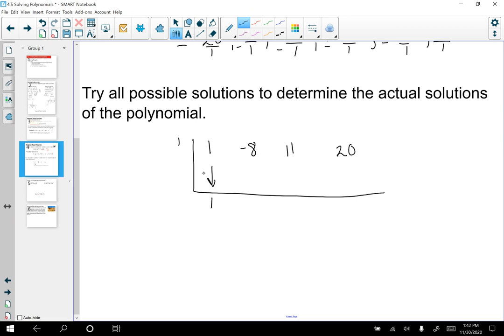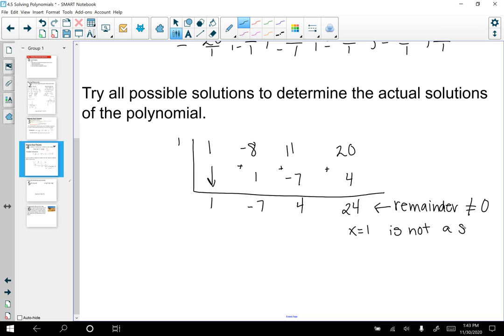So I bring down my 1. I get 1 times 1. It's just 1. And remember, now I'm adding. So that gives me a negative 7. Negative 7 times 1 is negative 7. And I add those to get 4. 4 times 1 is 4. I add to get 24. Now we see my remainder is not equal to 0. Okay, so x equals 1 is not a solution.